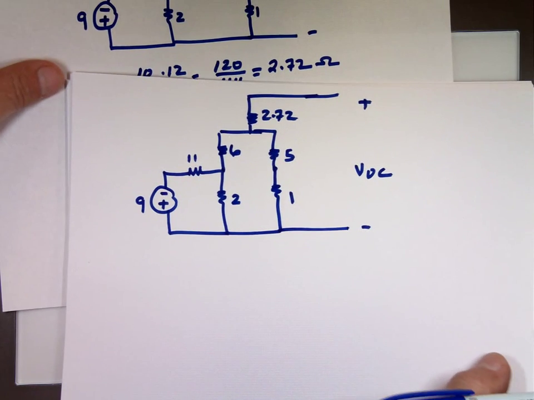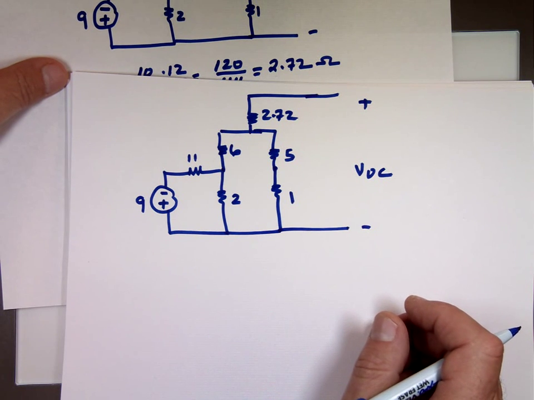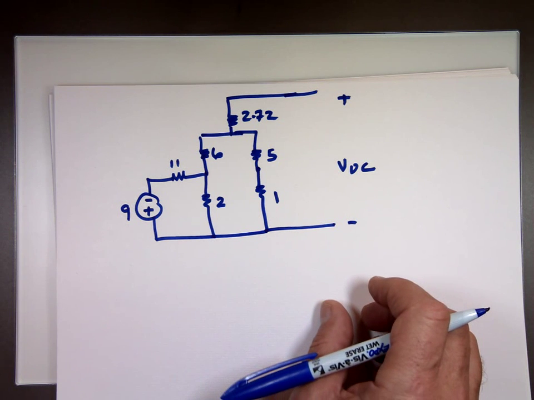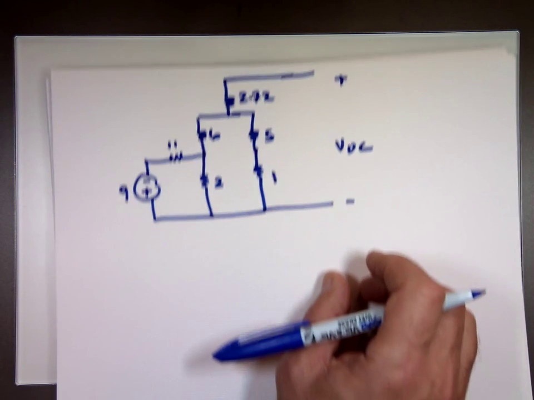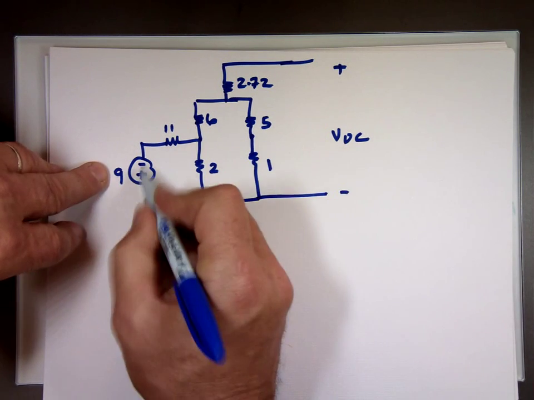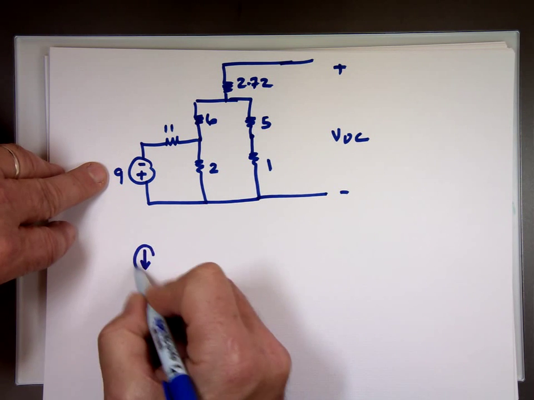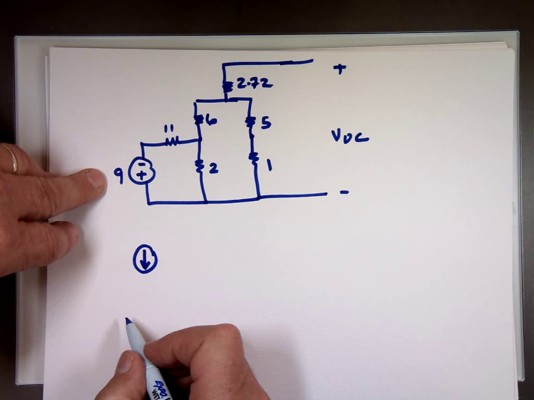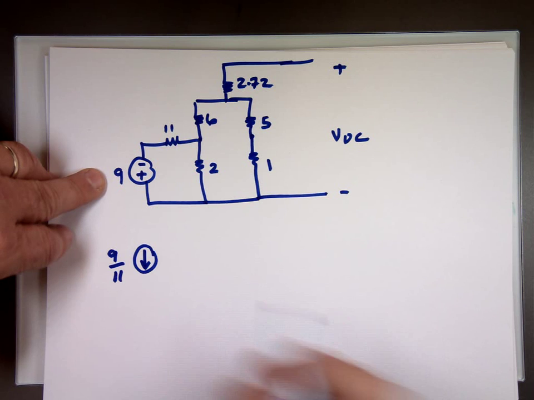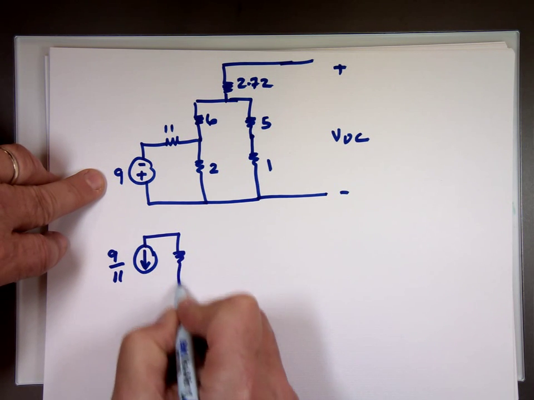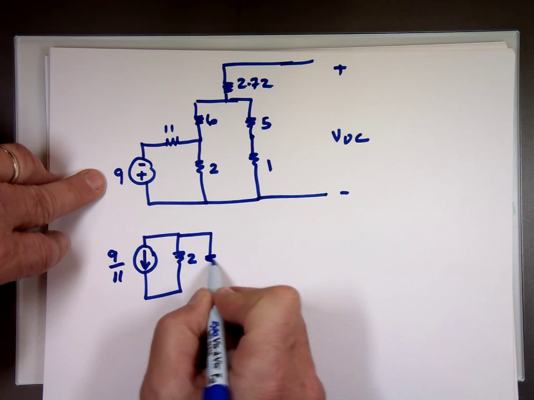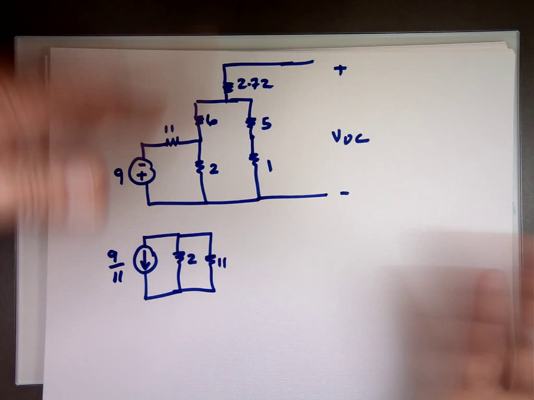Can we simplify anything? Notice all the stuff I learned before, I can still use it. What does that mean? I can do source transformation here. Oh, you can also do 5 plus 1. Yep, I will do that. Source transformation will give me a current source with a value pointing down of 9 divided by 11, in parallel with the 11. I should put the 11 next to it first, but I already wrote the 2 there.